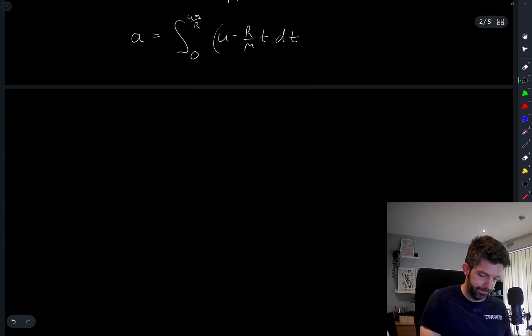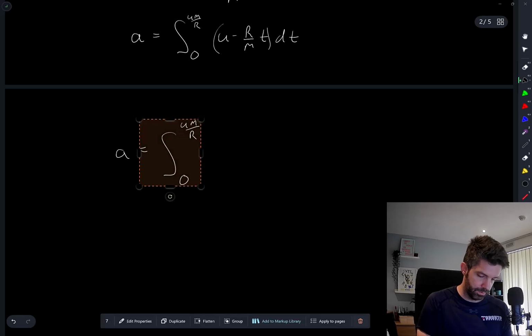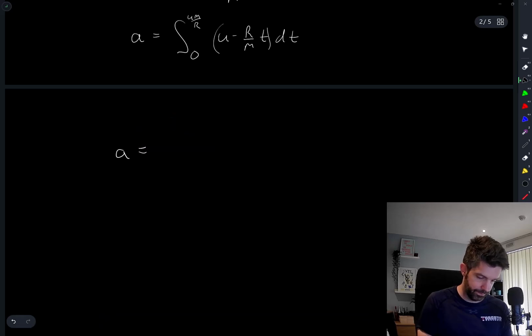Okay, so the distance is equal to the integral from 0 to mu over R. Oops, I want to do this as u times t minus R t squared over 2m, evaluated at 0 and mu over R.